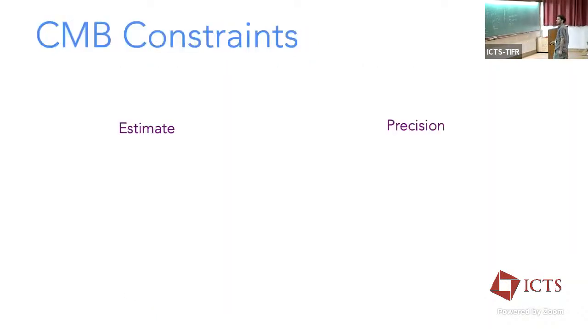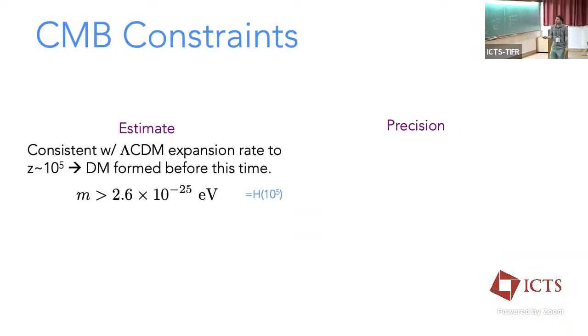So let's have a look at the CMB constraints on ultralight dark matter. We can estimate them. Consistency with lambda CDM expansion rate up to around a redshift of 10 to the 5. I actually took this number from one of your papers, Superradiance. And then we could say, if dark matter had to have formed before redshift 10 to the 5, you go and look up what H of 10 to the 5 is. You get roughly this value for the mass on that chart that I showed you before.